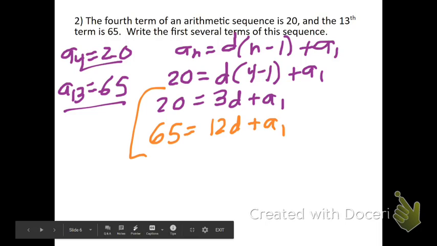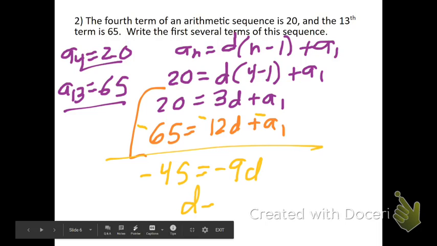One quick way to do it would be to multiply everything by a negative, because we already have the same coefficients with our first term. Add vertically, and we get 45 is equal to negative 9d. And we get d is equal to 5. So we get the common difference. To find the first term, just plug that in right there. If you plugged in 5 for d, you would get 20 equals 15 plus the first term, which means the first term has to be 5.